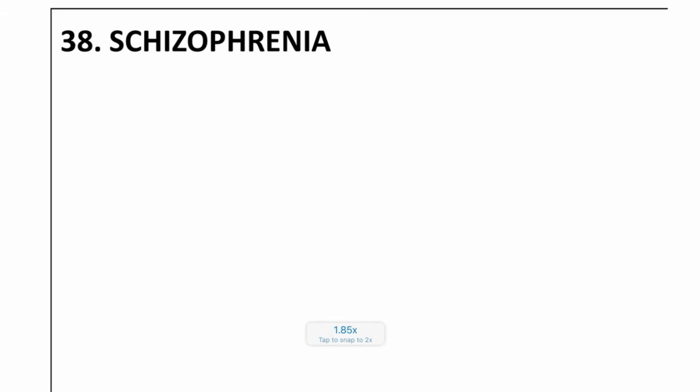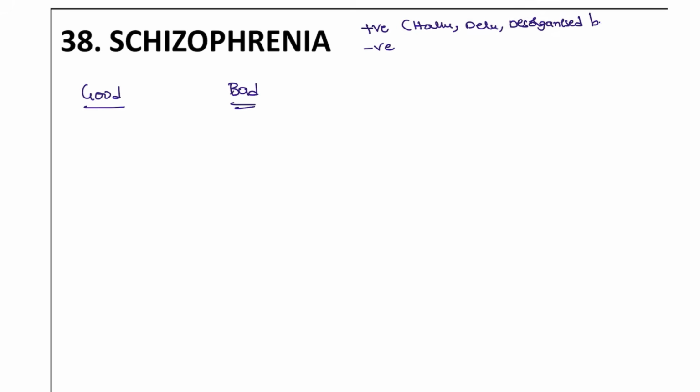Next, schizophrenia. In schizophrenia, you have to take note of the good prognostic factors and the bad prognostic factors. We all know that schizophrenia is associated with positive symptoms and negative symptoms. Positive symptoms include hallucinations, delusions, and disorganized behavior, right? Next, negative symptoms: apathy, avolition, flattening of affect, which will be seen in the second phase.